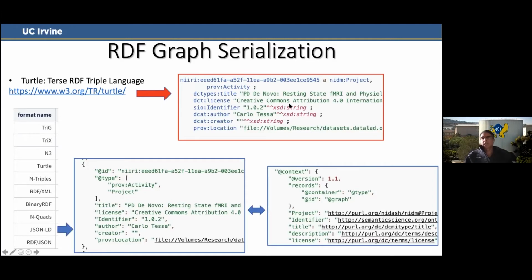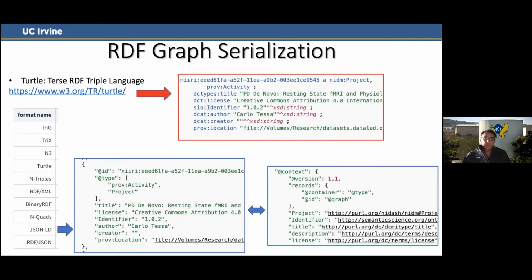And this particular example came from the OpenNeuro database, one of the data sets. So you can read down through here, and we're saying things about the project. It has a title, it has a license, it has an identifier, it has some authors, a creator, a location. And so that's fairly nice for a human to read. We find that developers who work in our space generally like working with JSON. And so there's been a development effort in the RDF community to create this JSON-LD variant, which is the linked data variant of JSON.